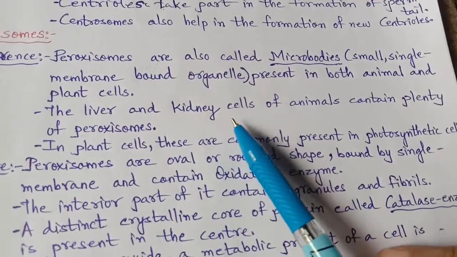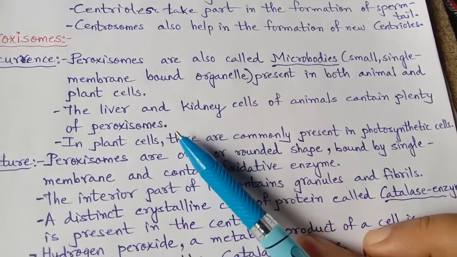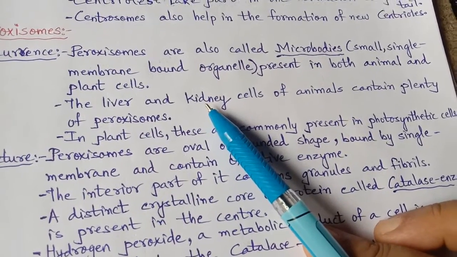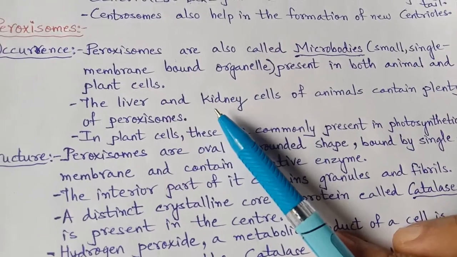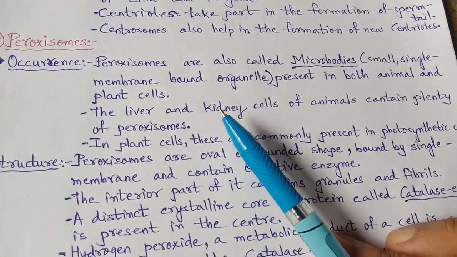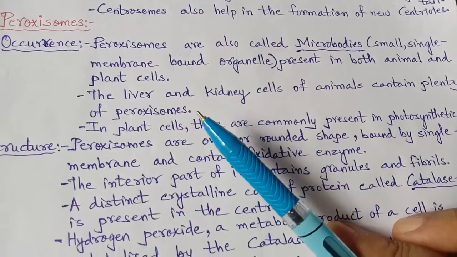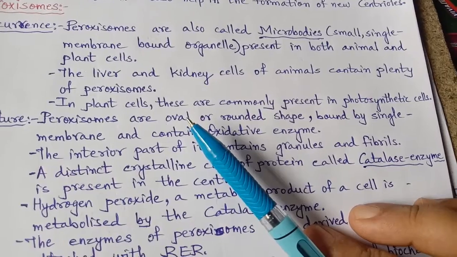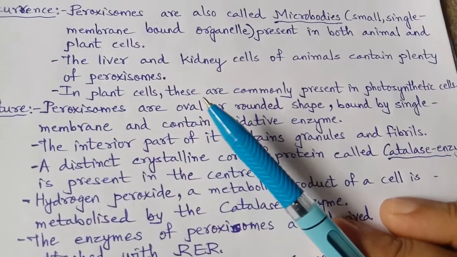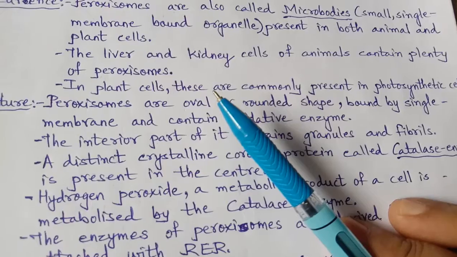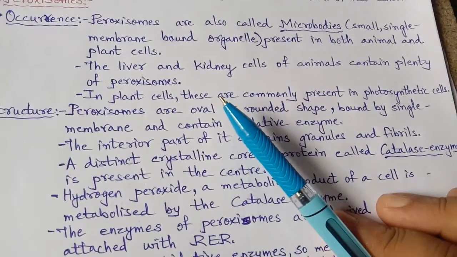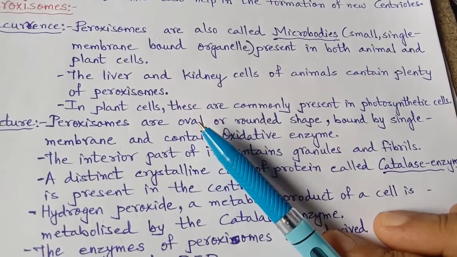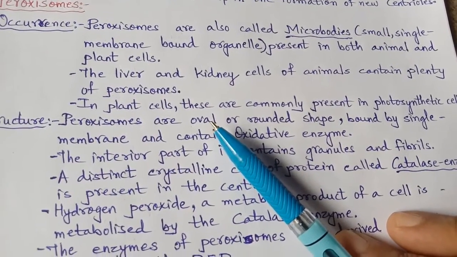The liver and kidney cells of animals contain plenty of peroxisomes. The liver and the kidney of the animal, that means we are also a type of animal, mammalians, right? We do have liver and kidneys, so our liver and kidney cells contain plenty of peroxisomes. In plant cells, these are commonly present in photosynthetic cells, mostly in the plastids, because plastids contain chloroplasts, and chloroplasts are the photosynthetic cells. So in plant cells, mostly they are found in the photosynthetic cells.